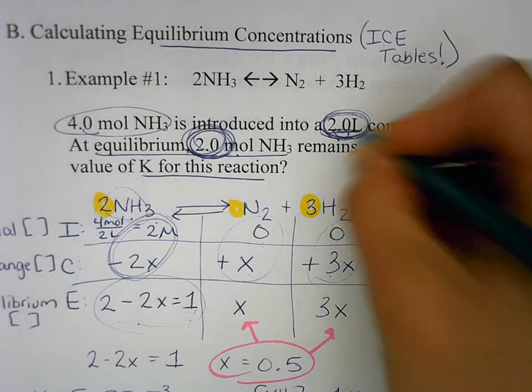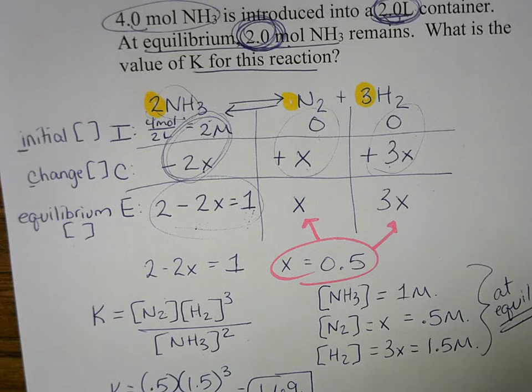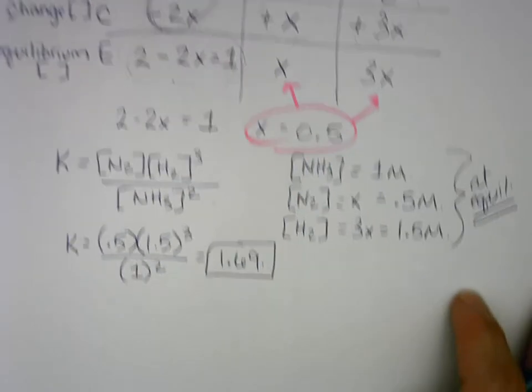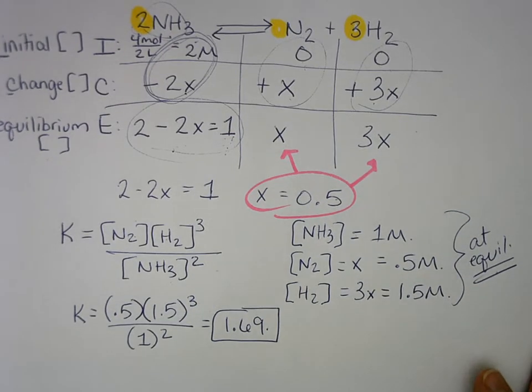Okay, good questions. Anything else about where I got any of these numbers from? That's important stuff to understand. Why did you get zeros for N2 and H2 for the starting concentration? Because they said at the beginning of the reaction, they took 4 moles of NH3 and put it in a sealed container and closed it. So the initial concentrations are the concentrations before the reaction happens. Since the reaction hasn't started yet, those are zeros.